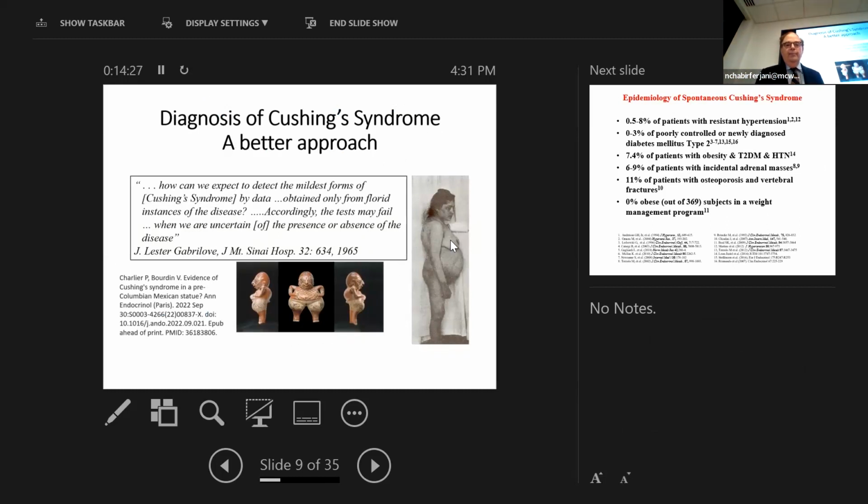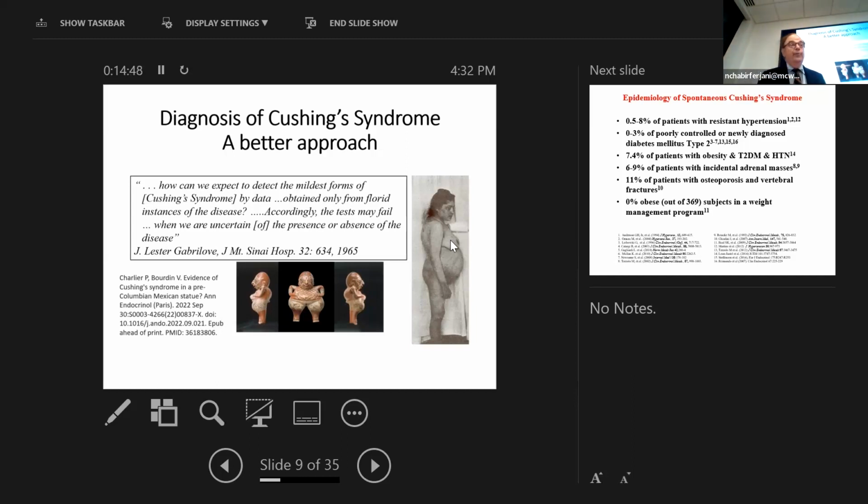But and this is, Dr. Hershel and I have both given the Gabrilove lecture at Mount Sinai within the last 5 or 6 years. And Dr. Gabrilove was one of the really foremost investigators and clinicians in the evaluation of people with adrenal disorders.